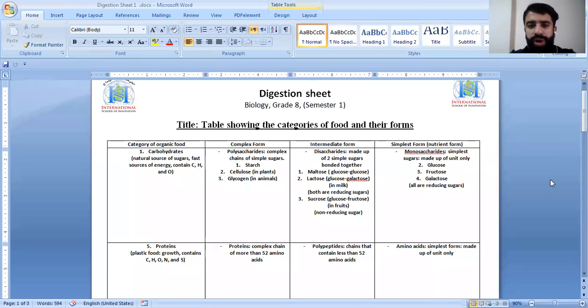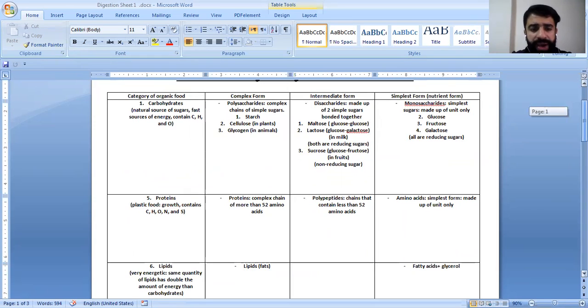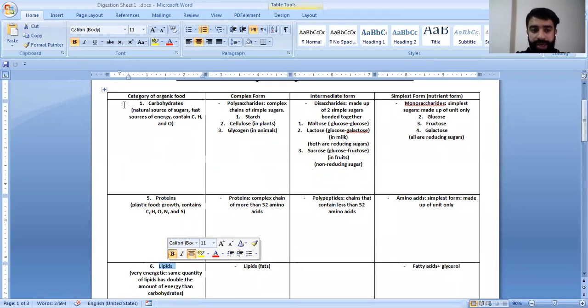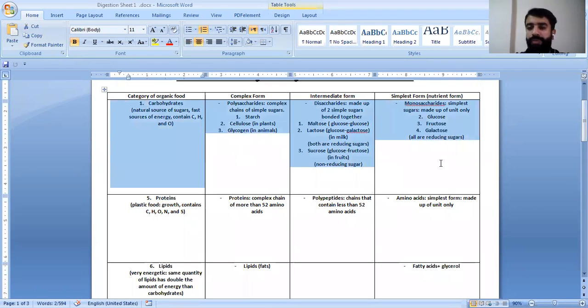Here we go with our handout, the digestion sheet number 1, for the table showing the categories of food and their form. We said that we have categories of organic food. We have three: carbohydrates, proteins, and lipids. Let's start with carbohydrates.